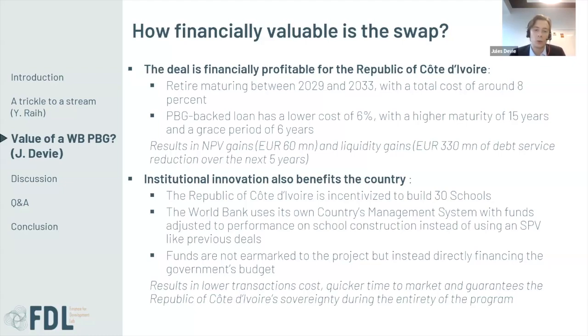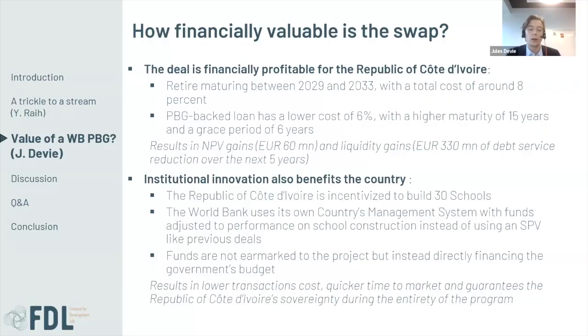The second thing that we think is really important to stress is the institutional innovation around this deal. Something that is really important and very central is that the deal doesn't use special purpose vehicles like previous deals. This has many benefits for the country because SPVs are complicated to structure. It's costly as well to structure.